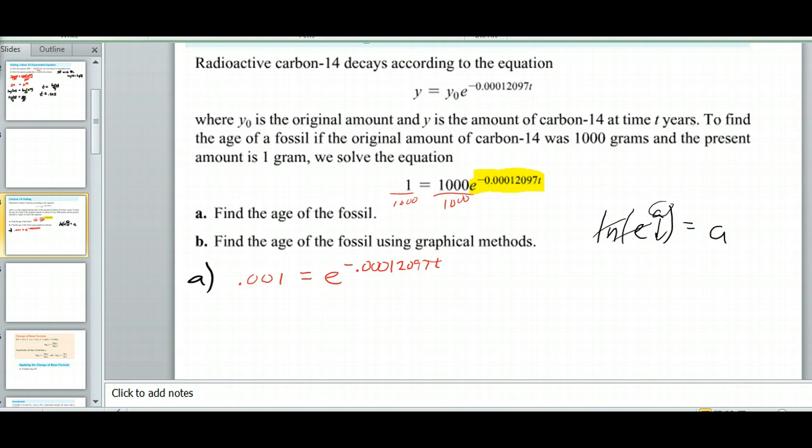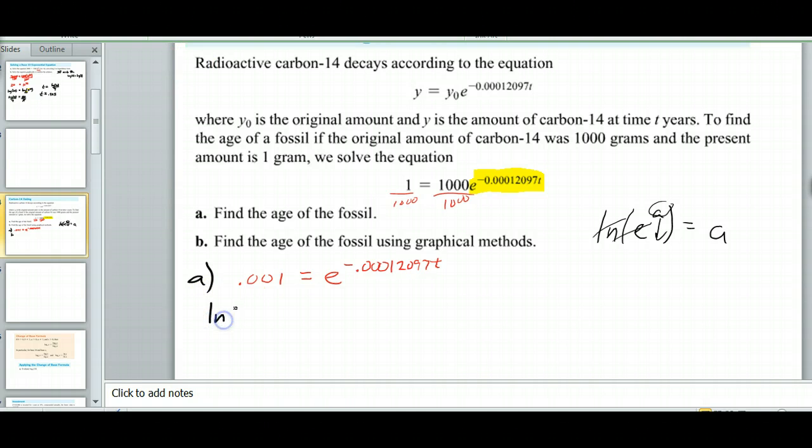So that's what we're doing here. We want to use that property to get rid of this e and bring this t down on its own. So what we're going to do is we're going to bring in the logs.